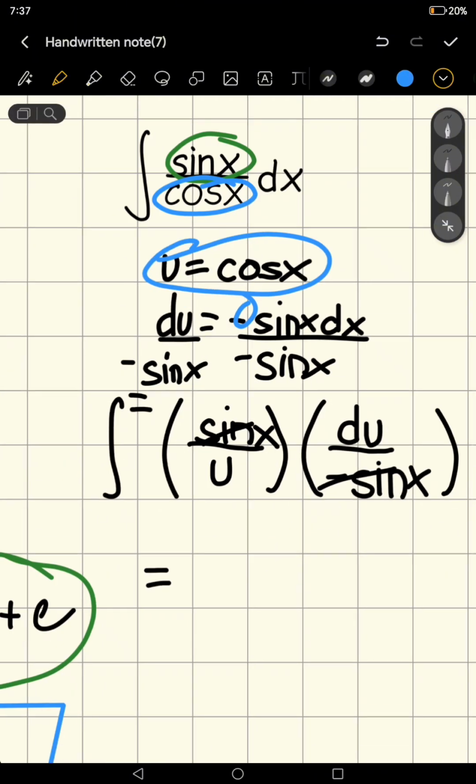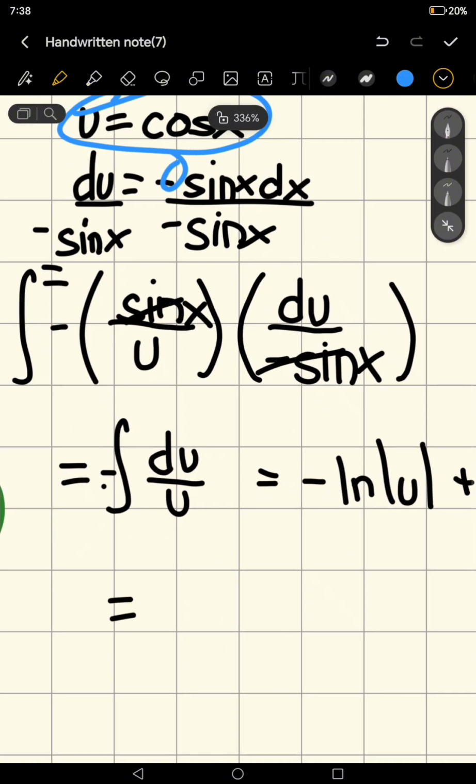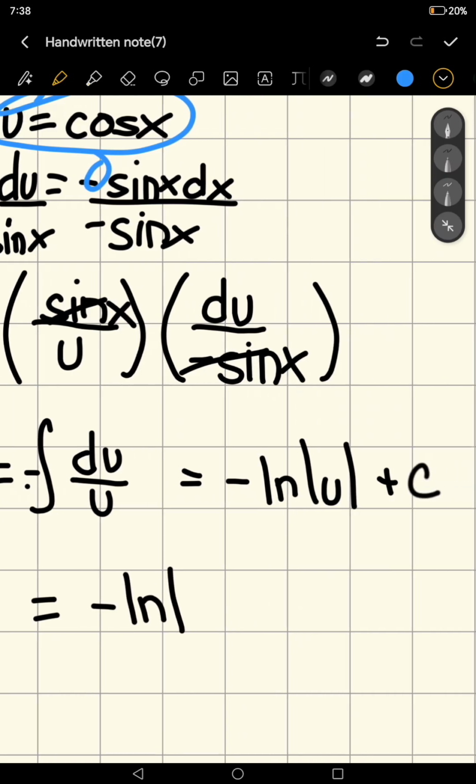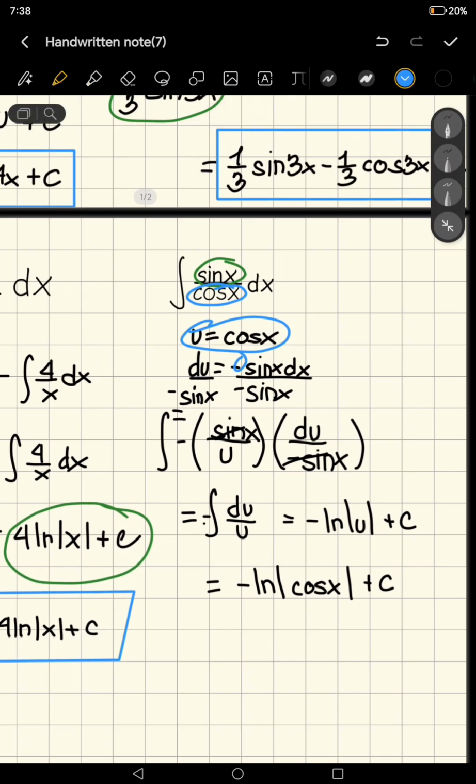Nakalimutan ko. This will become du over u. Logarithmic rule lang ulit to guys. Wait. Lagay lang muna natin yung negative sign since negative du yan. And this will equal the natural log of u plus c. Okay, ibalik lang muna natin yung value ng u. And the final answer is negative ln of cosine x plus c.